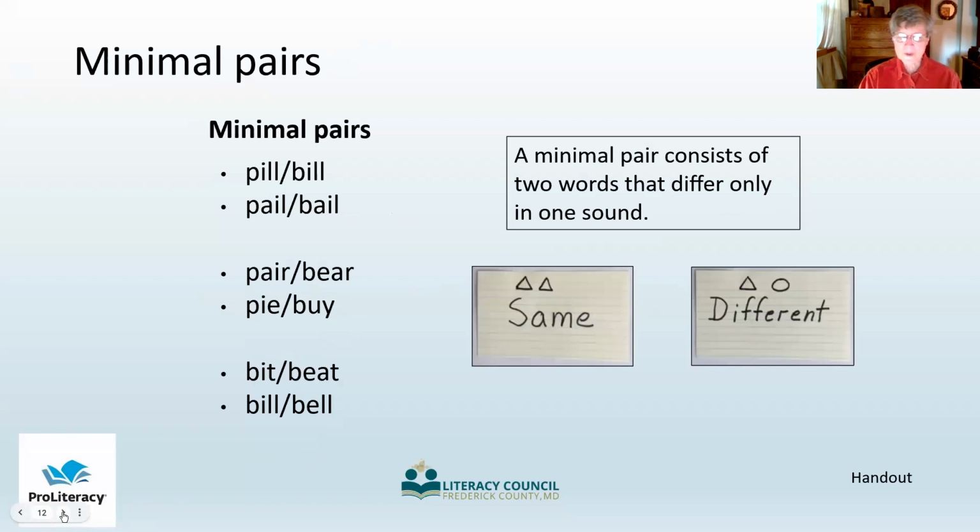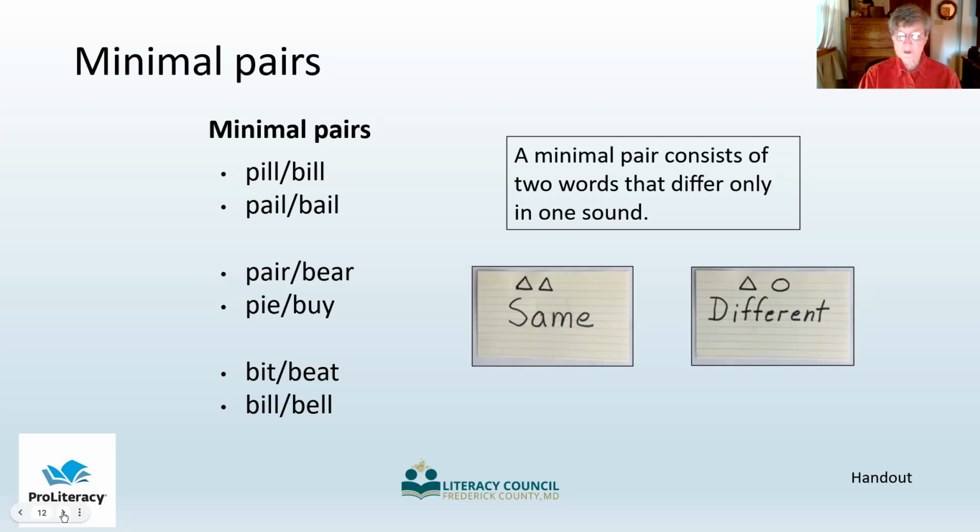All right, minimal pairs. This is a teaching technique that is often used to help ESL students hear the difference between two sounds so that they can then pronounce the sounds. A minimal pair consists of two words that differ only in one sound. Minimal pairs have to do with the way the words sound, not necessarily how they're spelled.